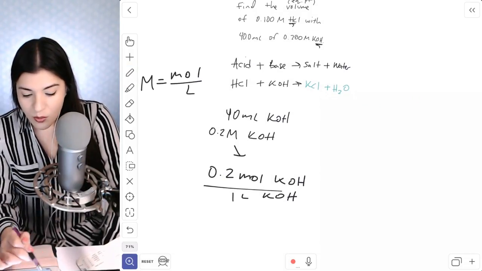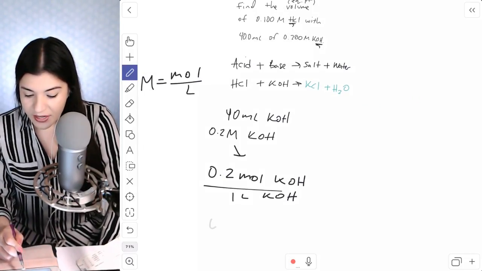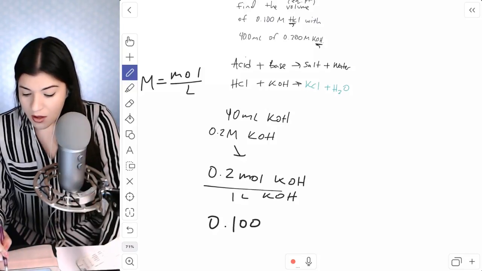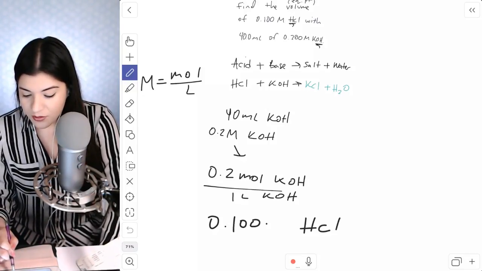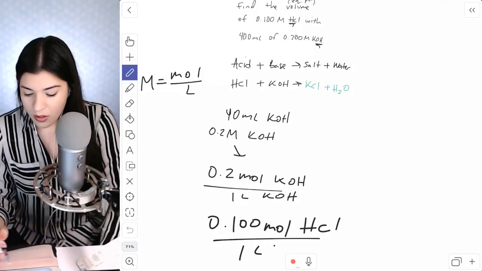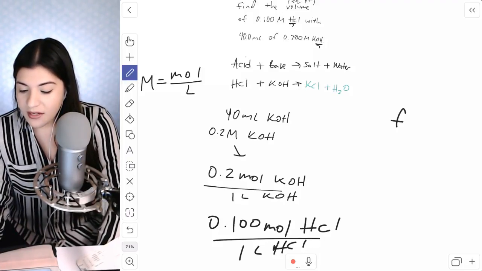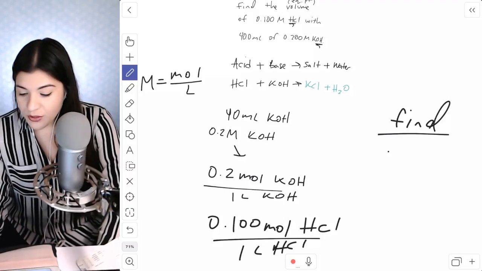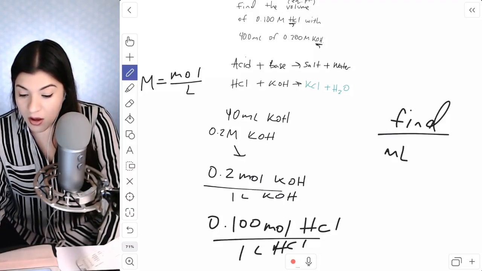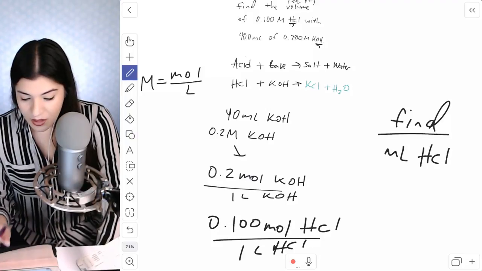Next, we're also given the molarity of HCl, which I'll break apart as well. This is really moles over 1 liter of HCl. And what we're asked to find is the volume, so milliliters of our HCl.